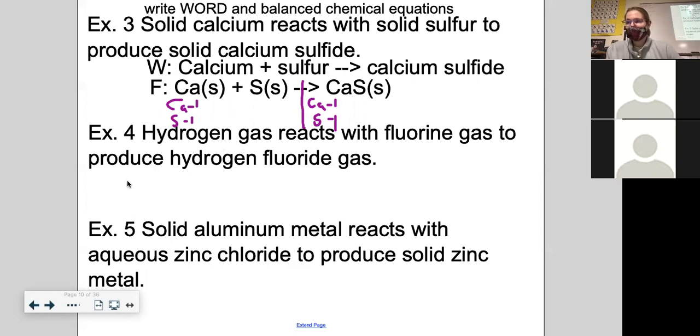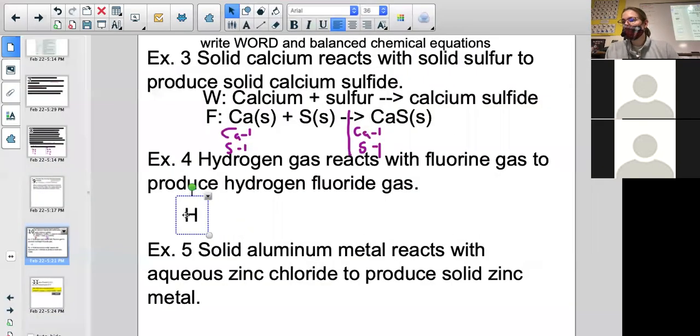So hydrogen gas, what's the chemical formula for hydrogen gas? Oh, it's just H2. Sorry, I could zoom out. Oh, thank you. Almost made the same mistake as last Friday. So let's do the word equation.